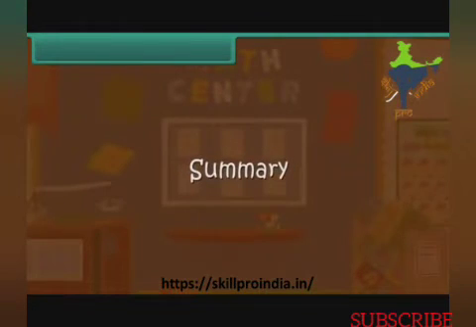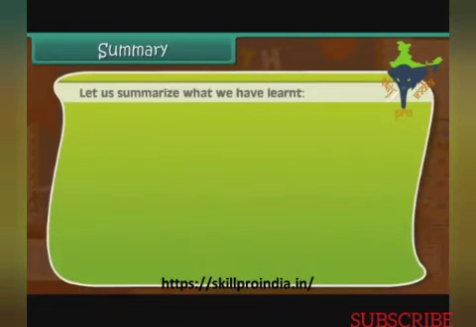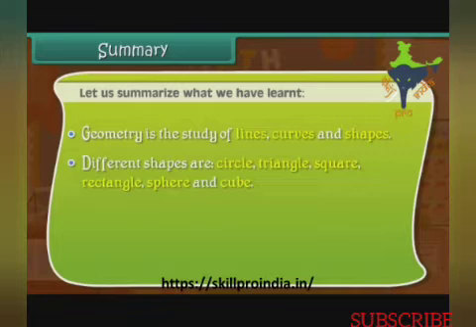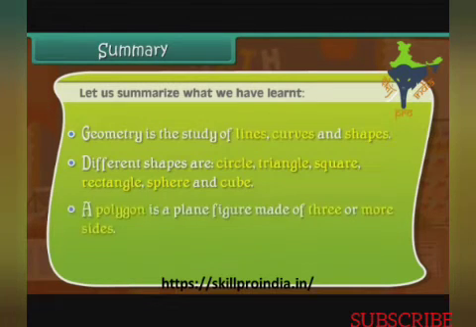Summary. Let us summarize what you have learned. Geometry is the study of lines, curves, and shapes. Different shapes are circle, triangle, square, rectangle, sphere, and cube. A polygon is a plane figure made of 3 or more sides.